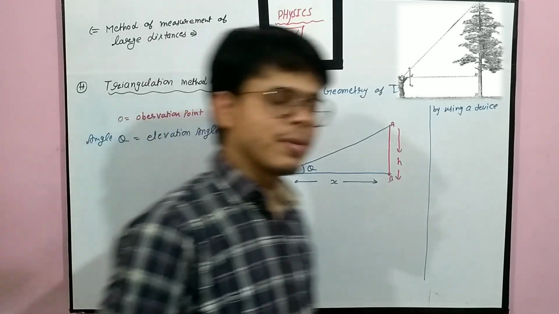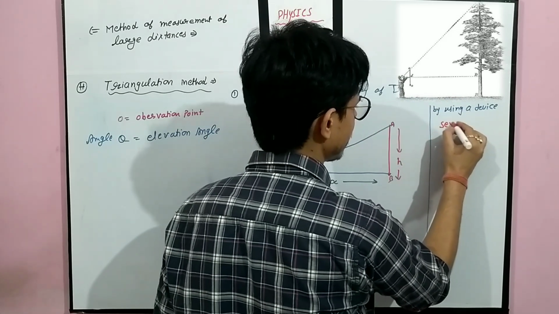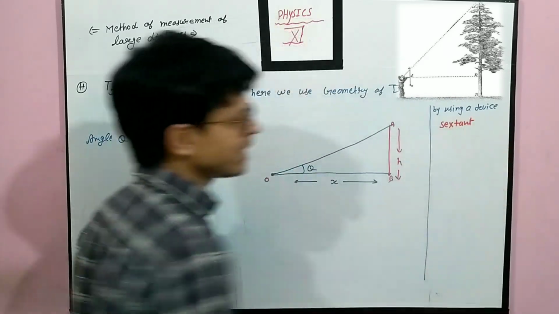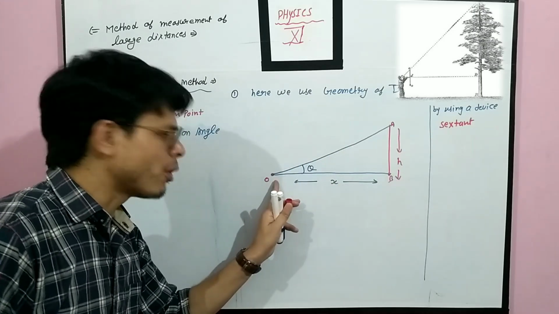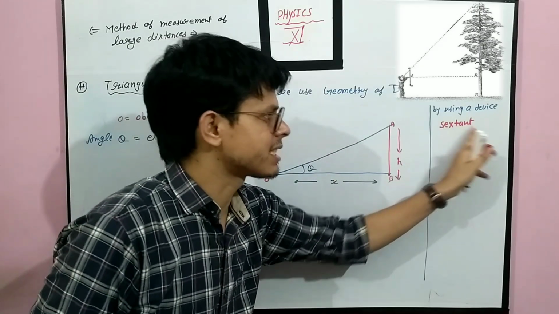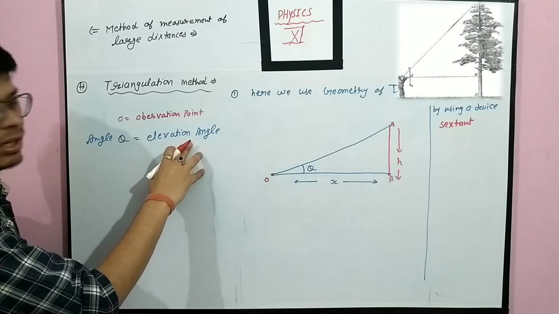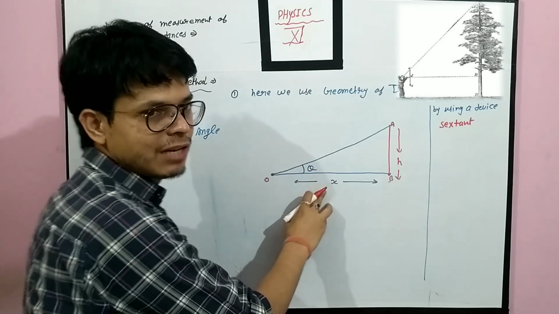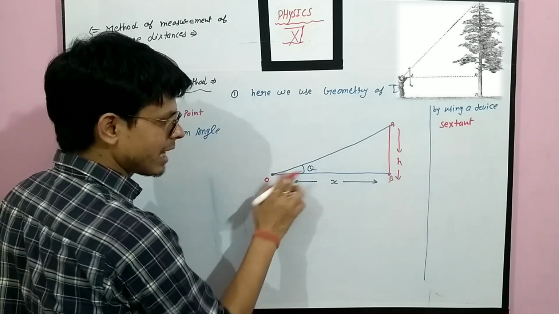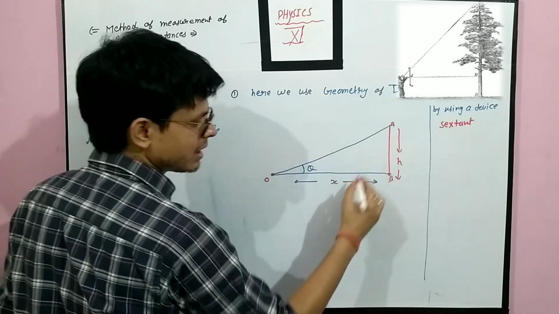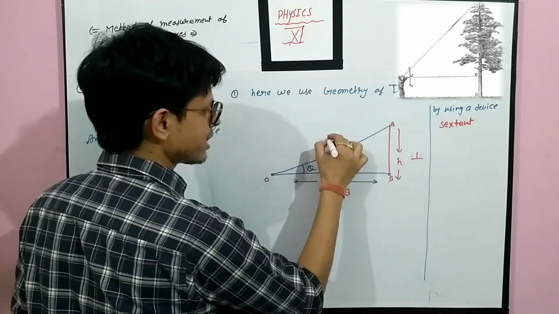By which device will you find out this elevation? That device is called a sextant. By using a sextant at point O, you will find out the angle of elevation. Then what will you do? You know that this is now a triangle. If you get this angle, you join that. This is called the base, this is called the perpendicular, and this is called the hypotenuse.